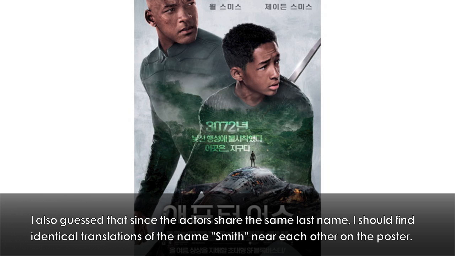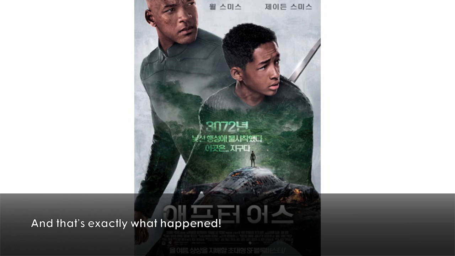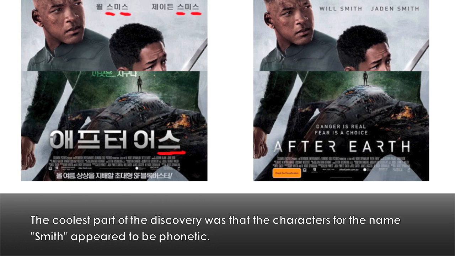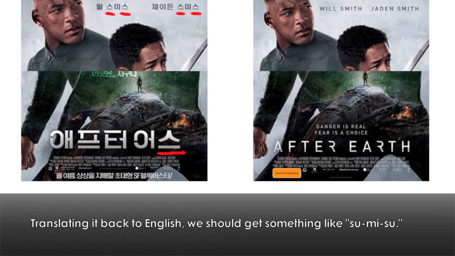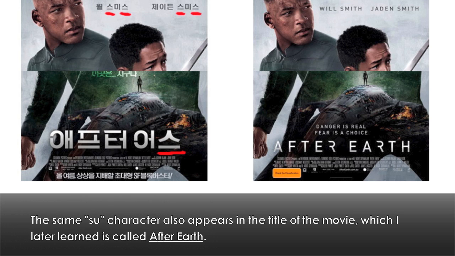I also guessed that since the actors share the same last name, I should find identical translations of the name Smith near each other on the poster. And that's exactly what happened. The coolest part of the discovery was that the characters for the name Smith appeared to be phonetic. If you look at the translated name, the character I took to mean Sue is repeated twice. Translating it back to English, we should get something like Sumisu. The same Sue character also appears in the title of the movie, which I later learned is called After Earth.